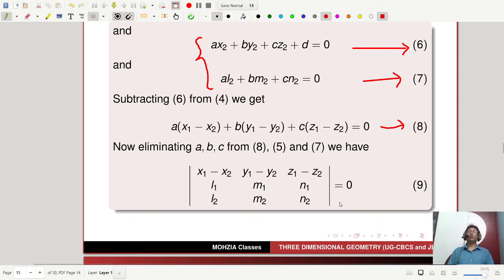If two non-parallel lines are coplanar, then this is the condition of coplanarity. Okay, so it's very simple. You check whether the determinant is 0. If it is 0, then the lines are coplanar. If it is not equal to 0, then the lines are non-coplanar. They are not coplanar. Okay.